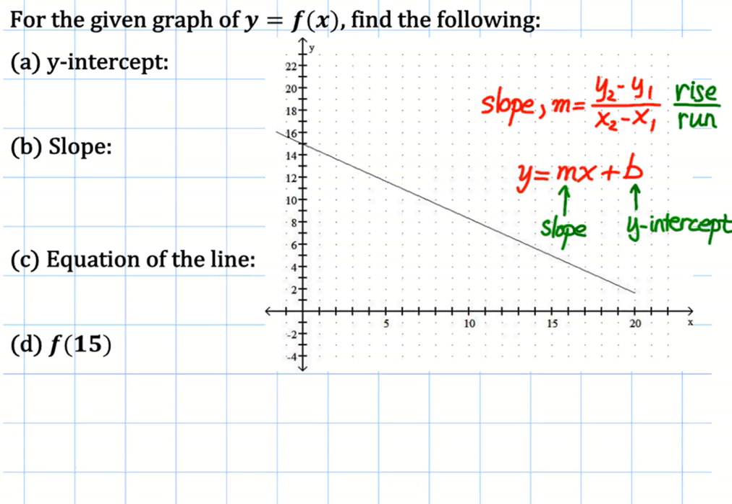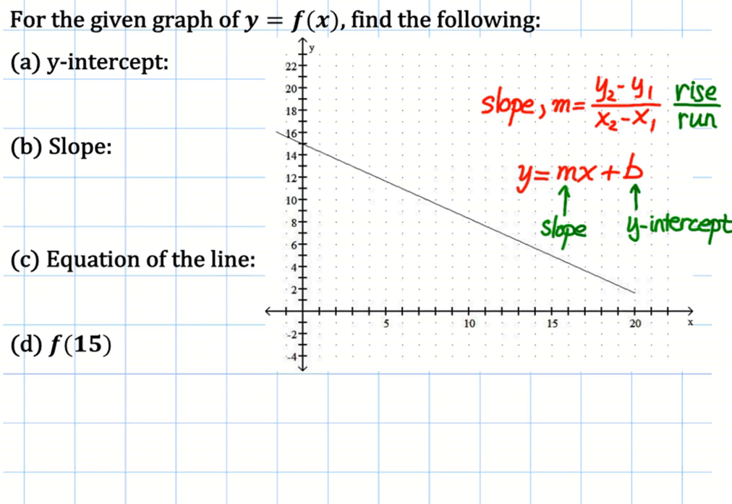For the given graph of y equals f of x, we're going to find the y-intercept and the slope. We're going to come up with the equation of the line and then look at f of 15, when x is 15. But before we look at this graph, let's review our formulas.